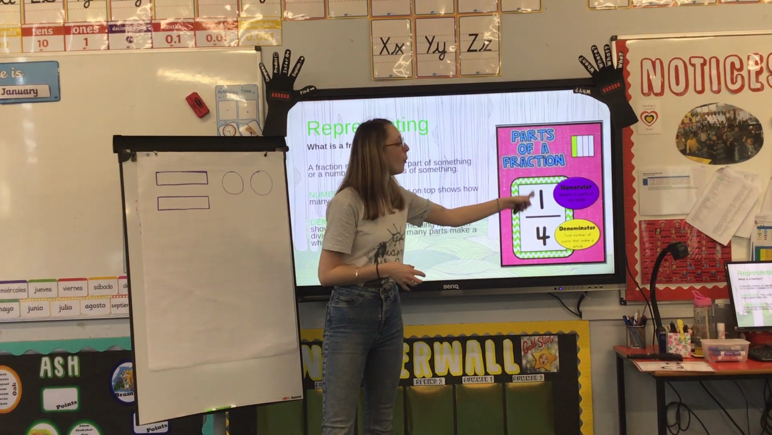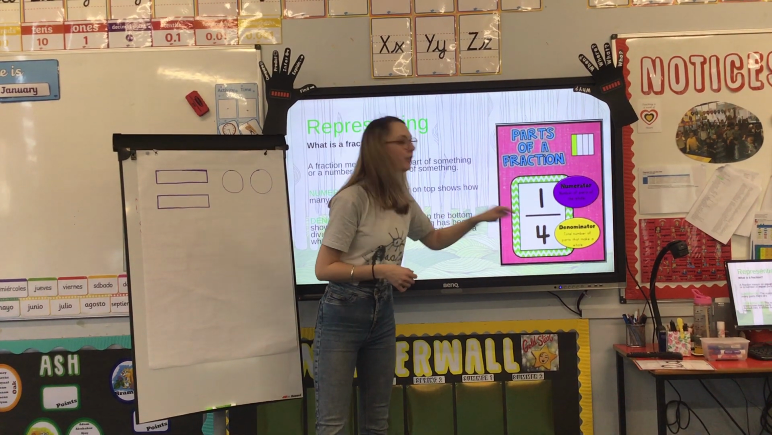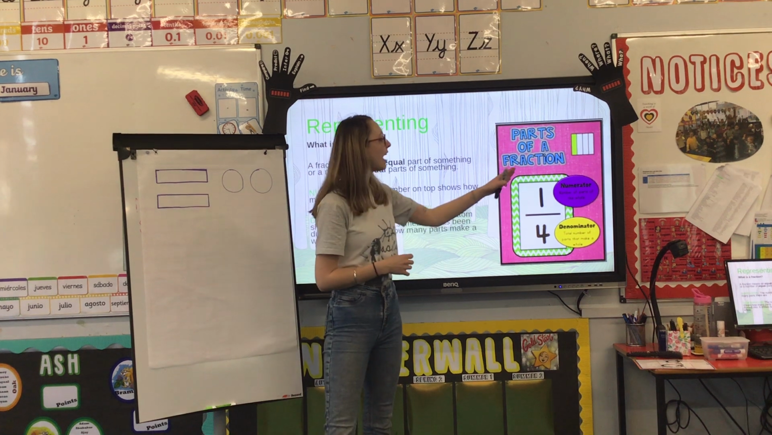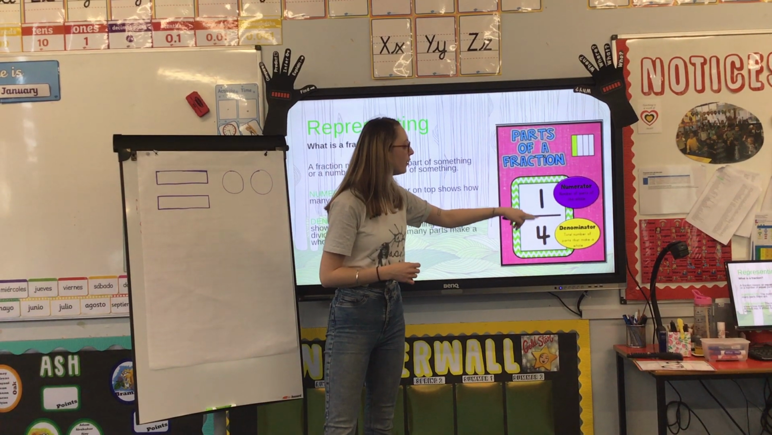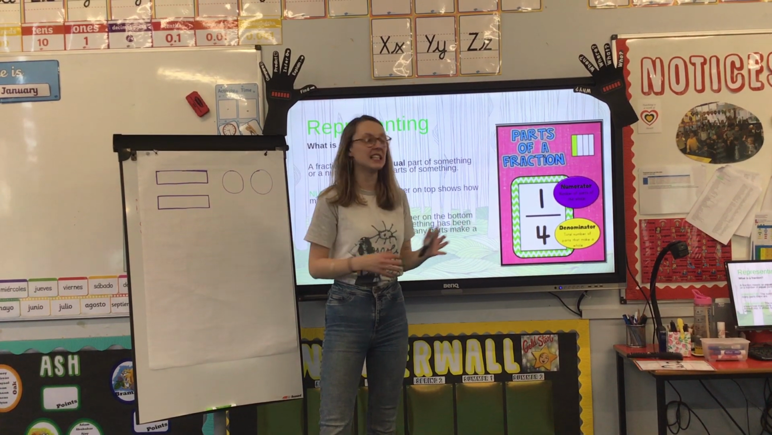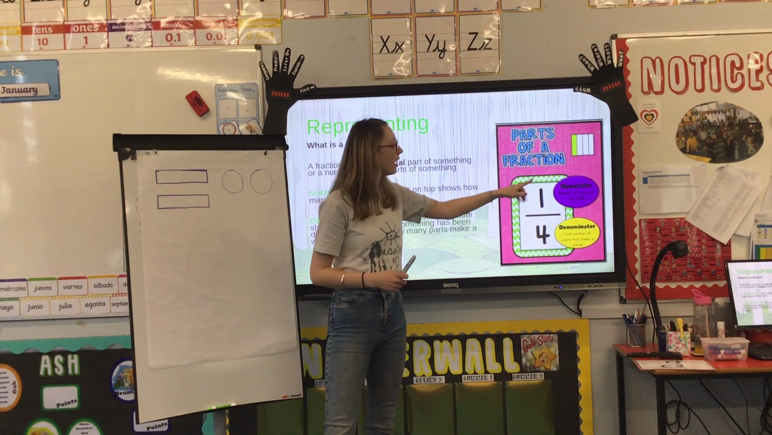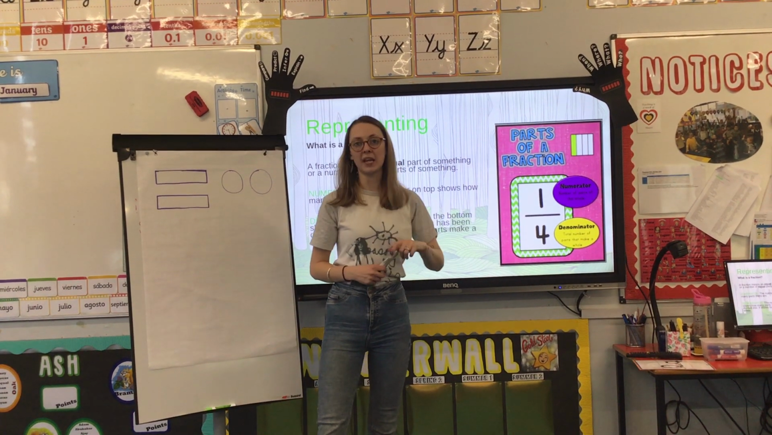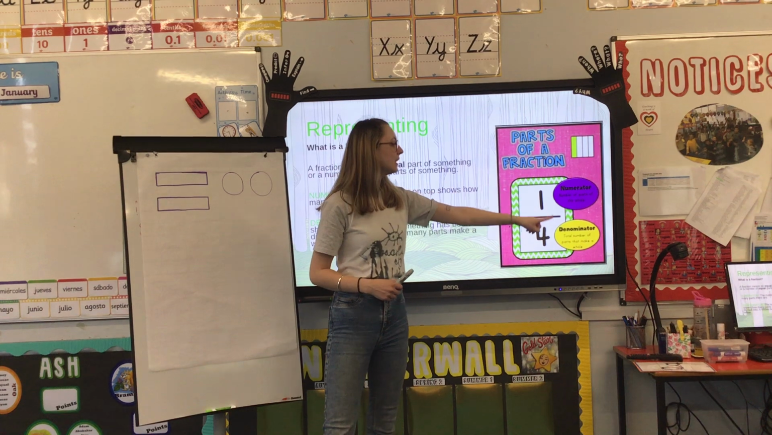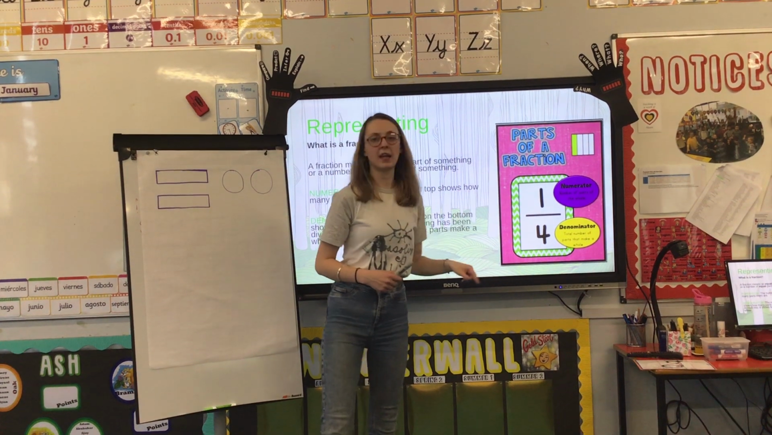I have taken 1 slice out of my 4, so I have 1 out of 4. That's what that line really means. It means out of. 1 out of 4 pieces of cake. So numerator, denominator, together they make a fraction.